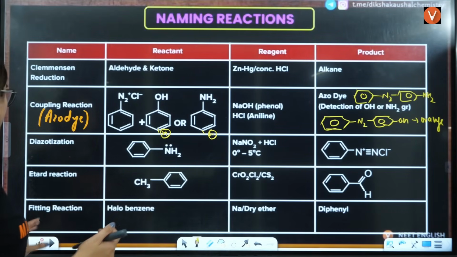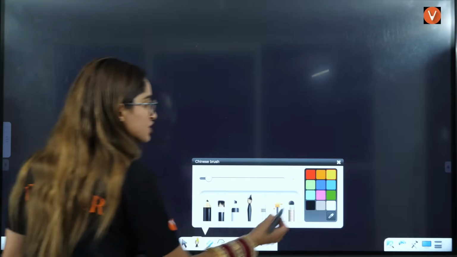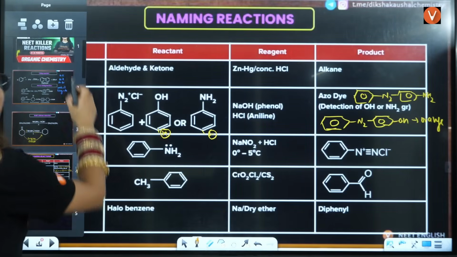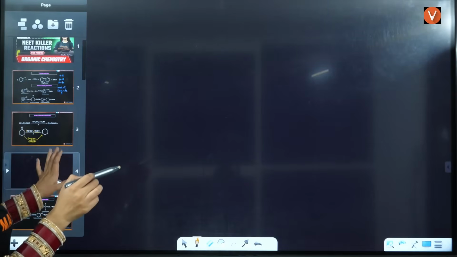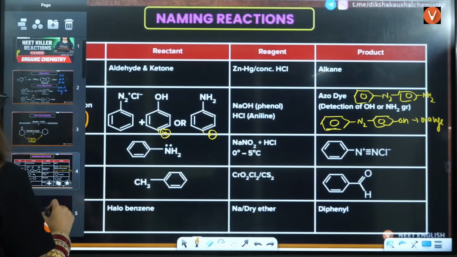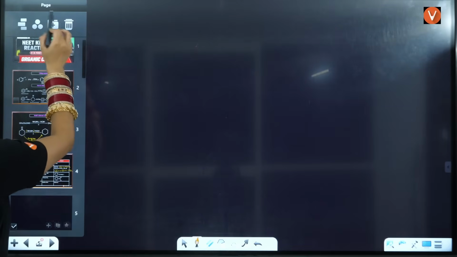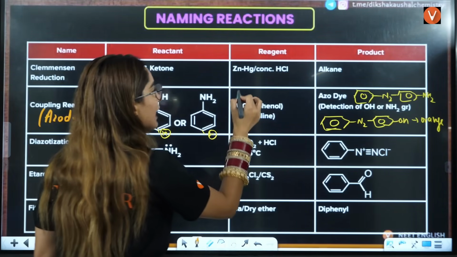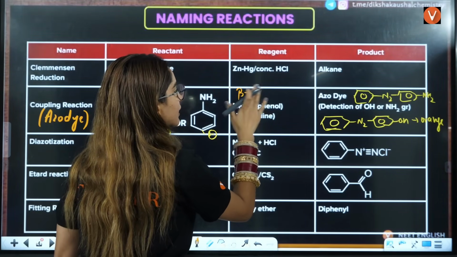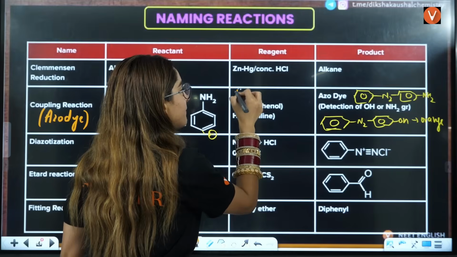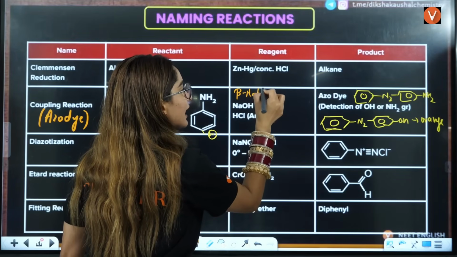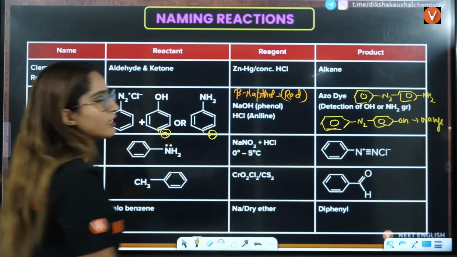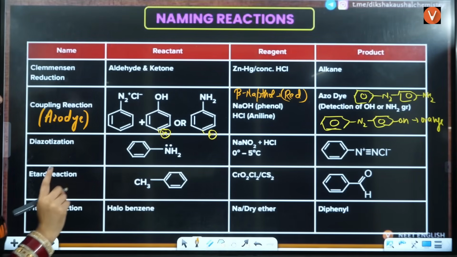And there is one more very, very important thing that I'll just write here, that if you have beta naphthol as a reactant, then you will have a scarlet red color of dye. Okay, the colors of the dyes are also very important.